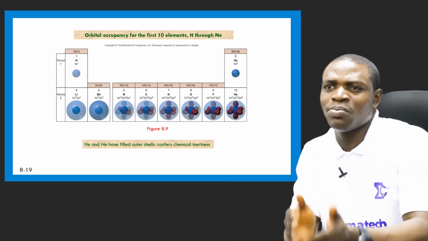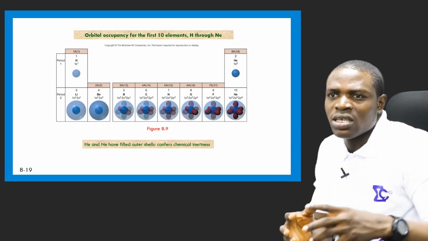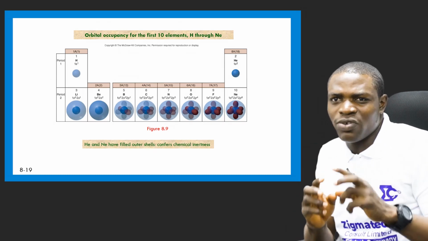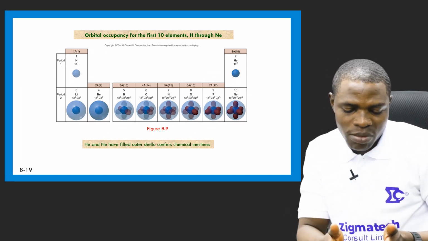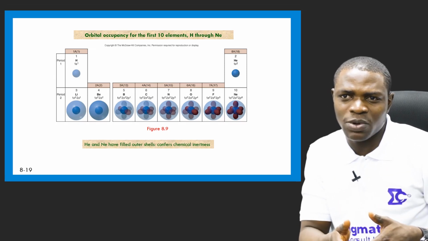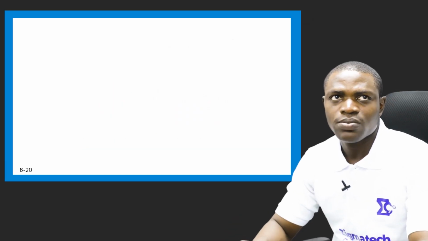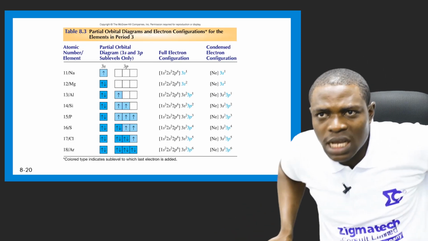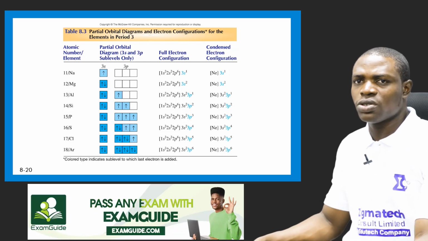Now it's simplified and well explained. It's well stratified such that, taking a glimpse of it, you'll be able to have a better understanding. So start from the beginning, use the guiding principles, apply them, and then you get your desired result. Now, going further, look at the partial orbital diagram and electron configuration for the elements in period 3.